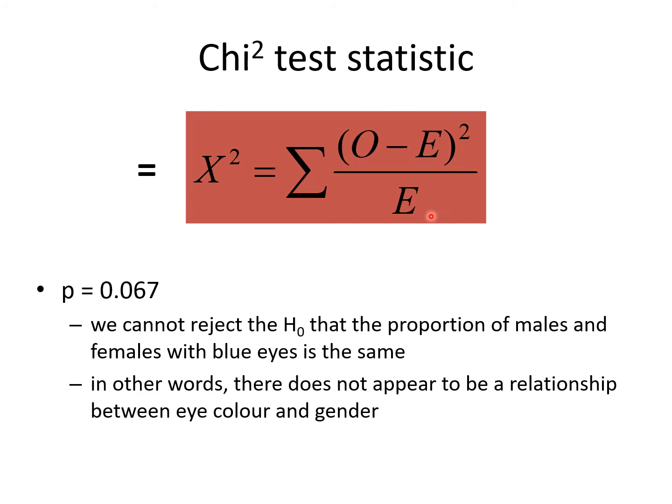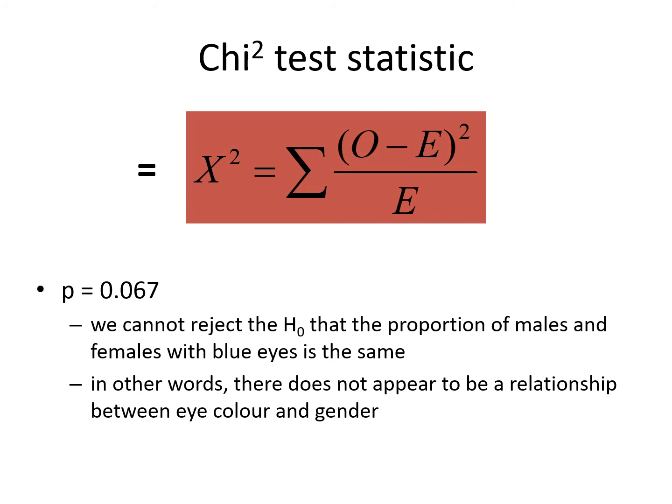Okay, in this case we can see we get a p-value that is larger than the 5% threshold, and we can therefore not reject the null hypothesis. In other words, we don't have strong evidence that there is an association between eye color and gender. Okay, in other words, the difference between the observed and expected values is not large enough that we can conclude there is a relationship between eye color and gender.